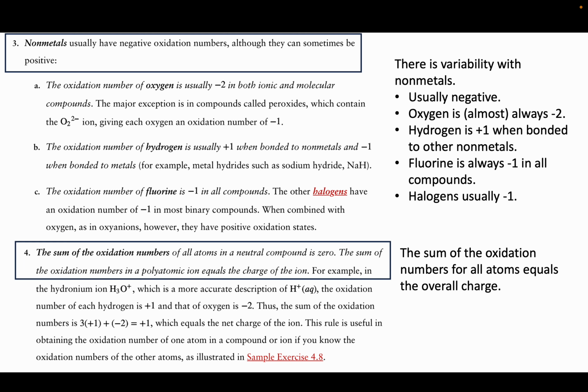To help solve with that, we can apply step 4. So rule number 4: the sum of the oxidation numbers, for a neutral compound, is going to be 0. And in fact, if it is a compound that carries a charge, we can still look at the sum of the oxidation numbers. If you add up all of the oxidation numbers for all the atoms, it's going to equal the overall charge. And that's going to be useful in our problem solving.